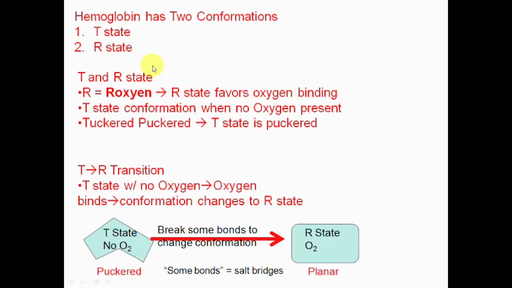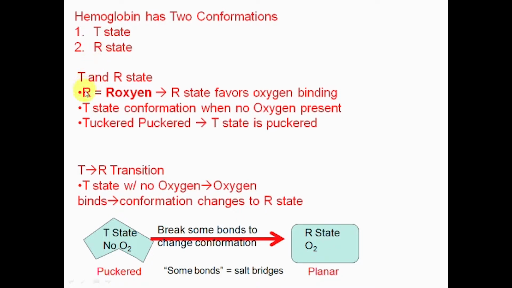Okay, we're going to introduce a new concept about hemoglobin, and this slide is going to be really important. So after I've gone through it, maybe just pause it and look over it a couple times, because you'll definitely be tested on some of these concepts. Hemoglobin has two conformations. It has a T-state and an R-state.